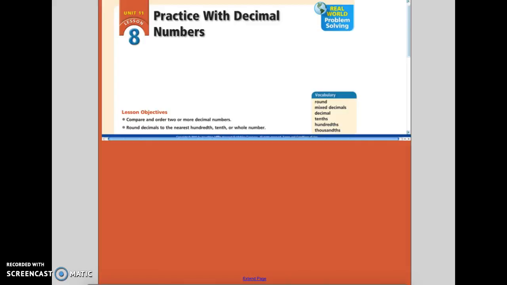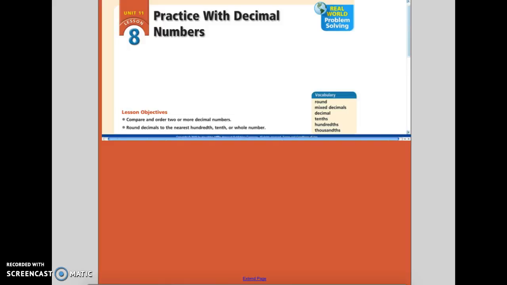This is Mrs. Nasland, and today we'll be doing Unit 11, Lesson 8, Practice with Decimal Numbers. The learning targets for today are, I can compare and order two or more decimal numbers, and I can round decimals to the nearest tenths, or nearest hundredth, tenths, or whole number. The vocab we'll be talking about is round, mixed decimals, decimal, tenths, hundredths, and thousandths. So let's go ahead and get started.